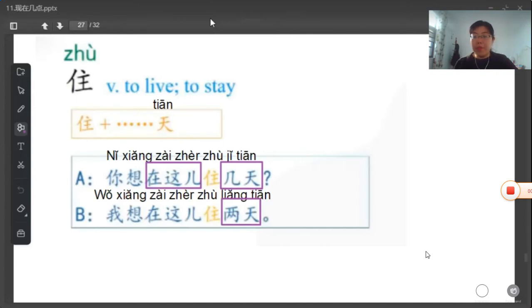你想在这儿住几天？我想在这儿住2天。住 plus 天. Here you should add the number: 住5天, live 5 days; 住2天, live 2 days.